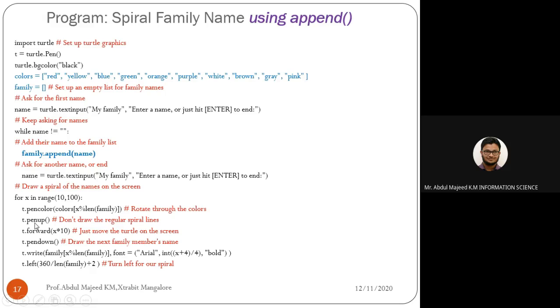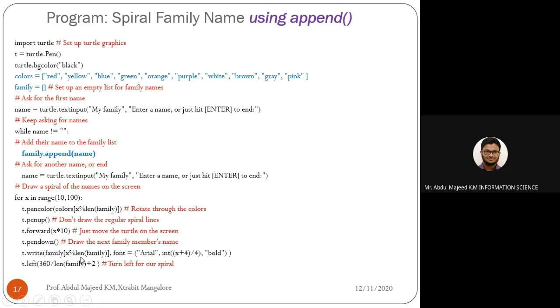Fine. Then pen up. Don't draw a regular spiral. Just pen up. Then forward x times 100. So we are calling the forward function. Just move the turtle on the screen without drawing anything. Then pen down. Okay. Now start drawing. So what to draw? We have to write the name of the family member.